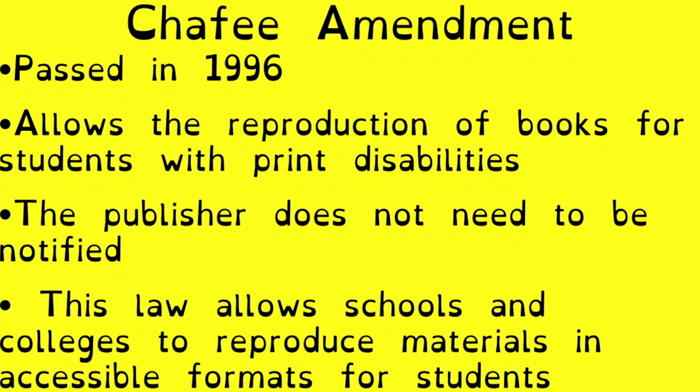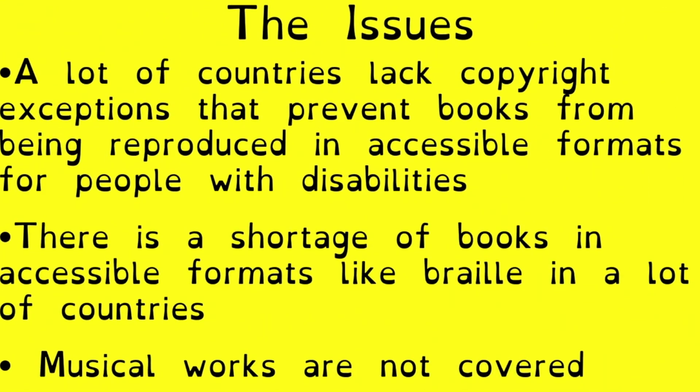I will probably demo that in a later video. The issue here is that a lot of countries lack copyright exceptions that prevent books from being reproduced. If your country has a copyright rule that says you need prior approval for the college or university to make the book accessible for a student with a print disability, that could be an issue. There's also just in general a shortage of Braille books for countries, particularly. And musical works were not covered, so a lot of times it could be difficult reproducing musical works in Braille, because that isn't covered under the Chafee Amendment.